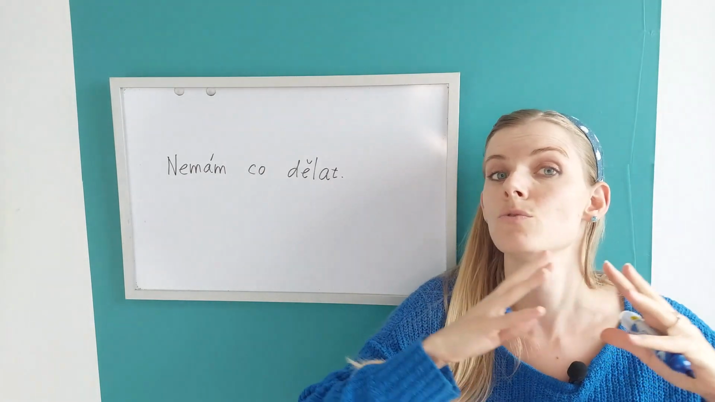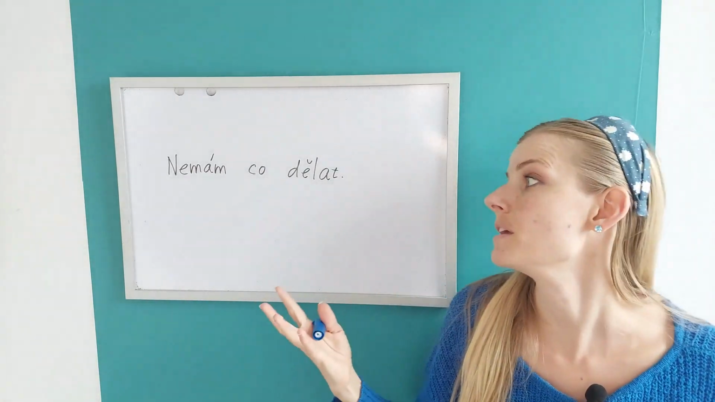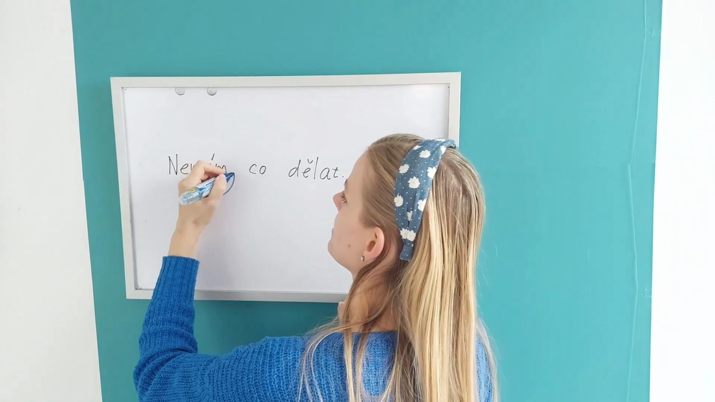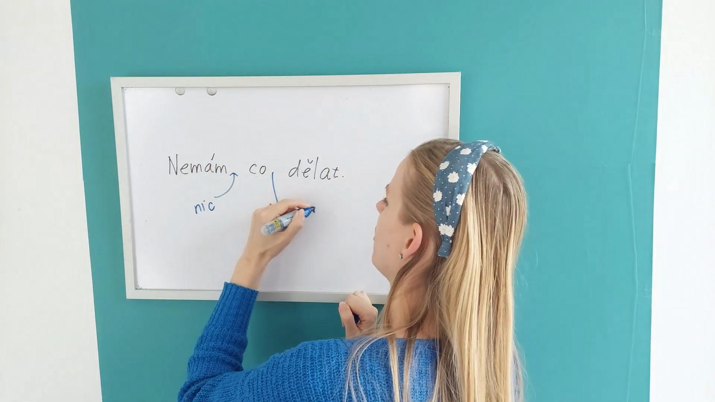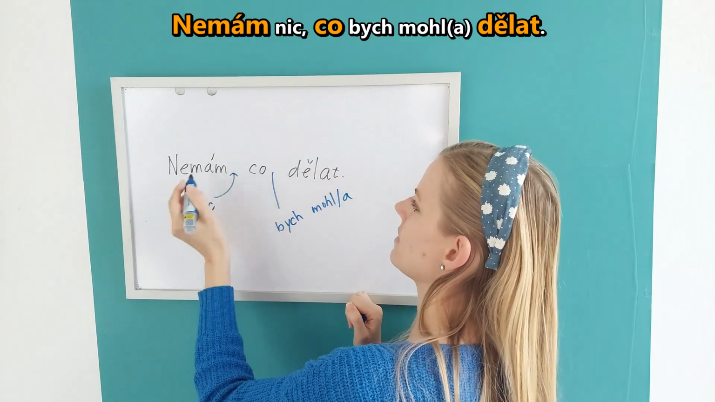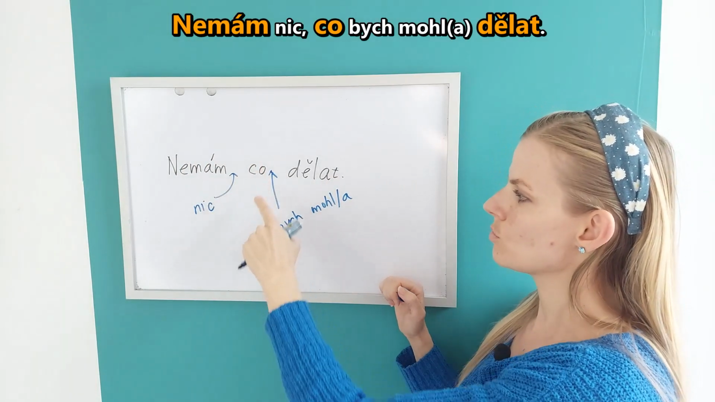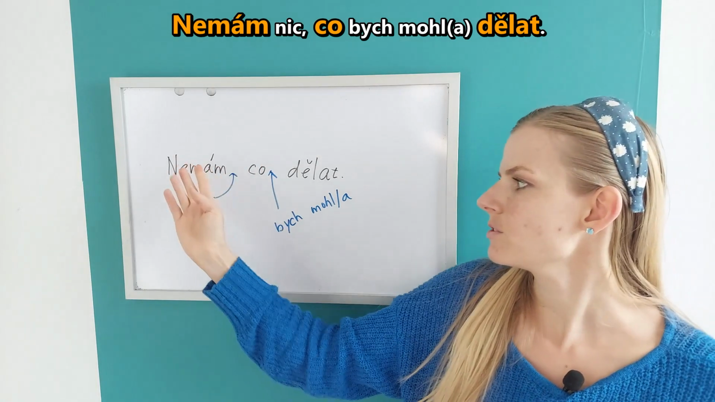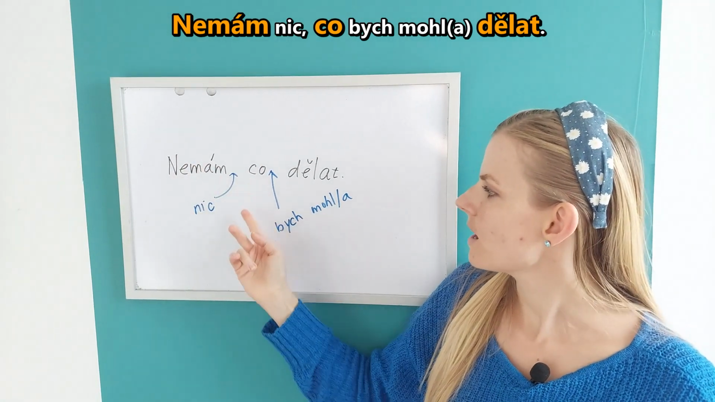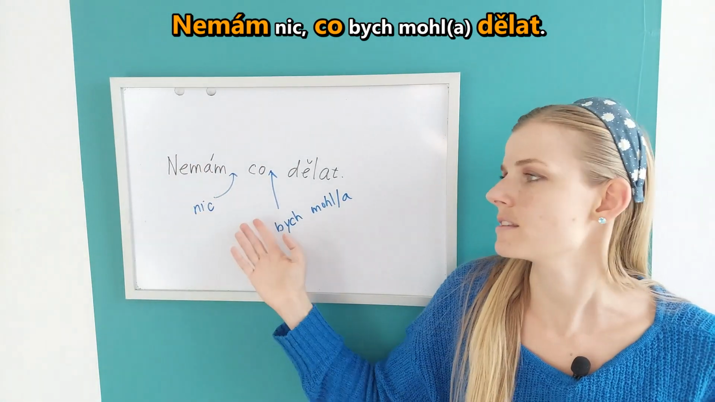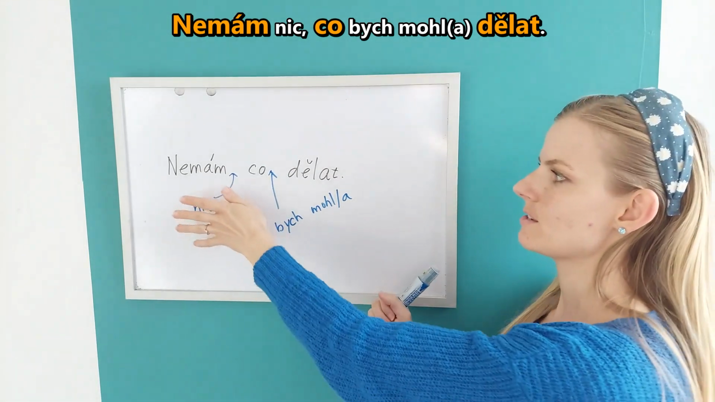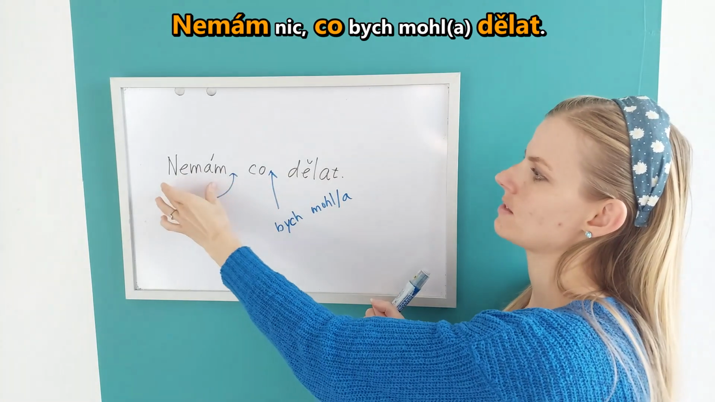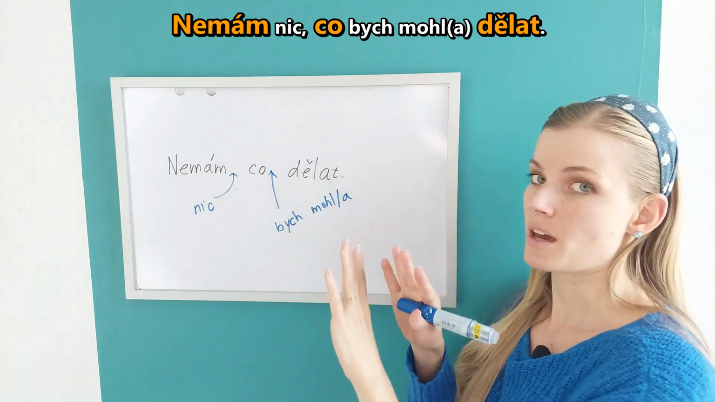In reality, the full sentence would be, nemám nic, co bych mohl or mohla dělat. I don't have anything that I could do. Nobody really says this. It's too long. We take these away and what we have left is nemám co dělat, without any comma.